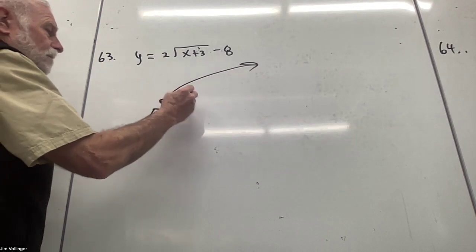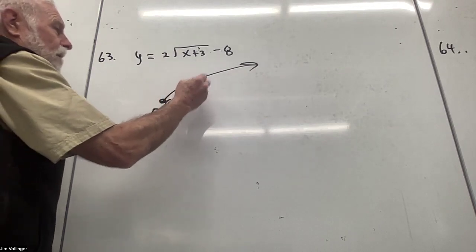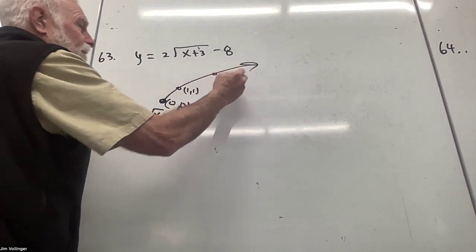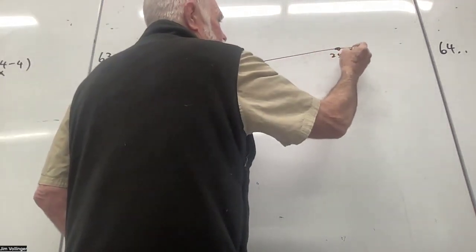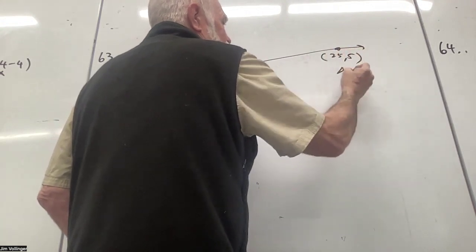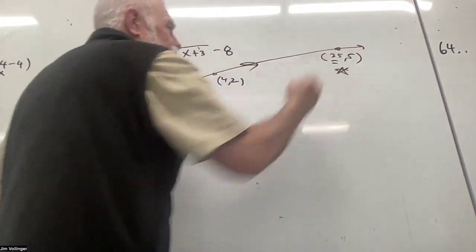All right, so square root function, square root of x, starts at 0, 0, 1, 1, 4, 2, etc. Eventually, 25, 5. And that's the one I like. I like to use that number, square root of 25.